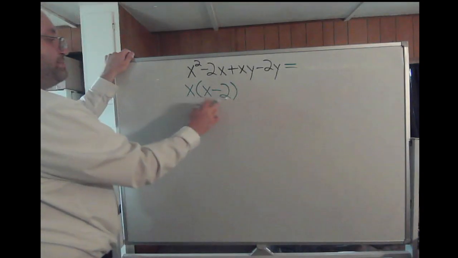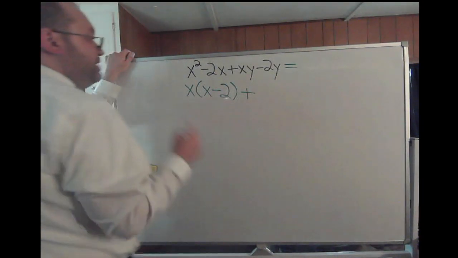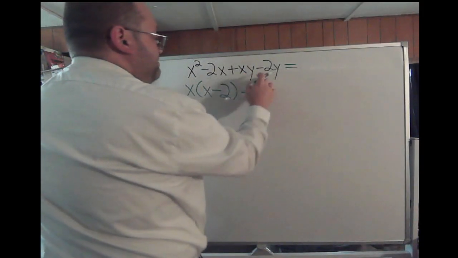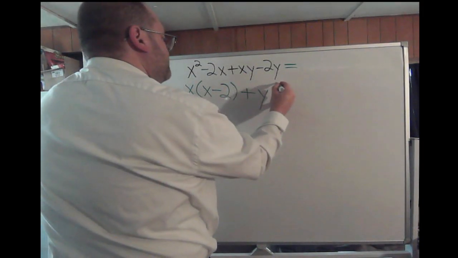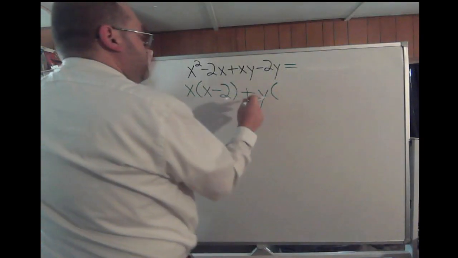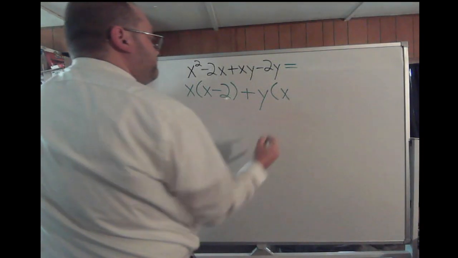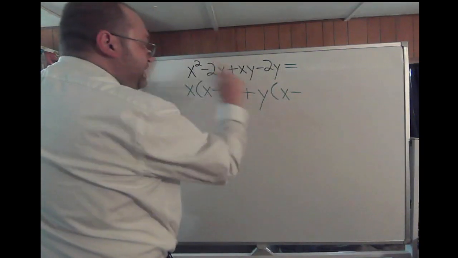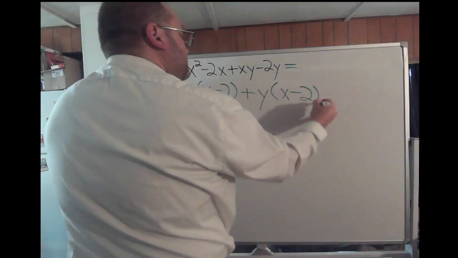So you get x times the quantity of x minus 2 plus you have xy minus 2y. Well, you have a common y you can factor out between those two terms. Y times what equals xy? Well, that'd be x. Minus, now you have y times what equals 2y? Well, that'd be 2.